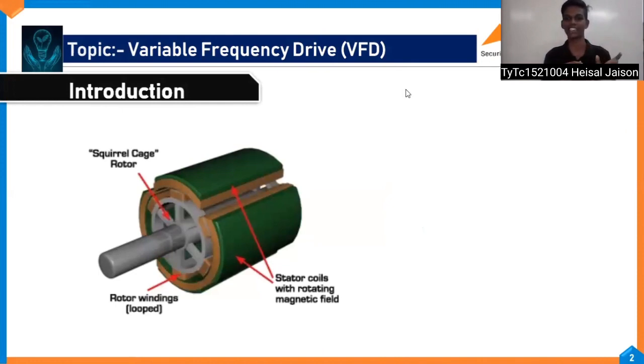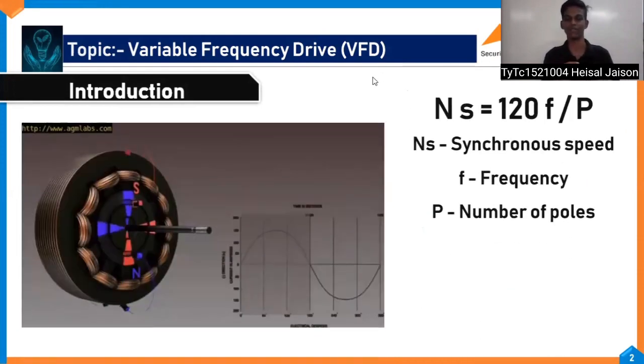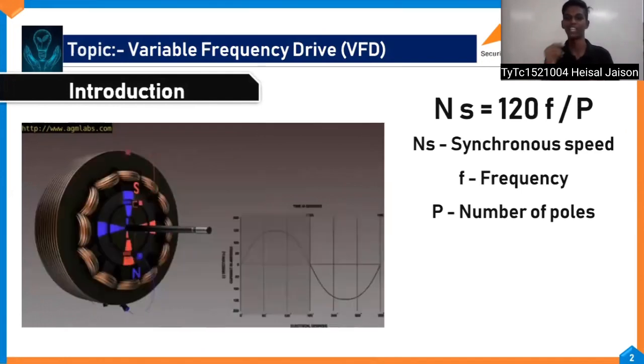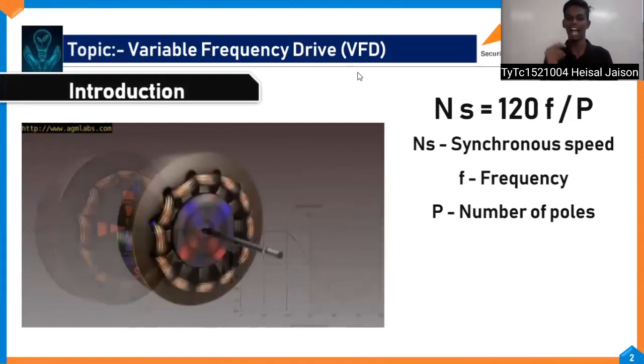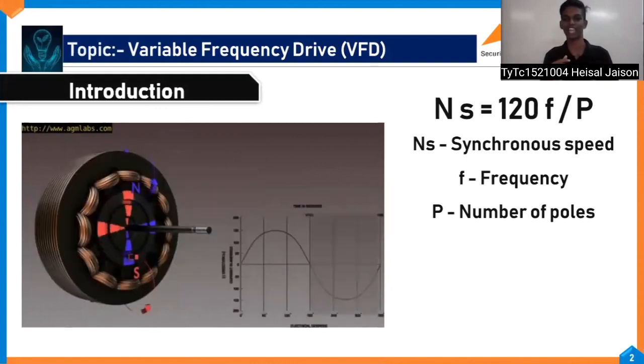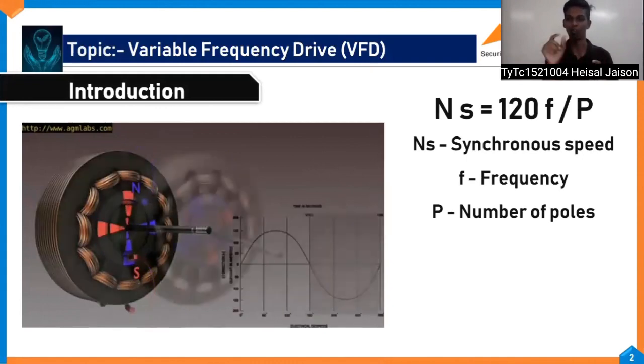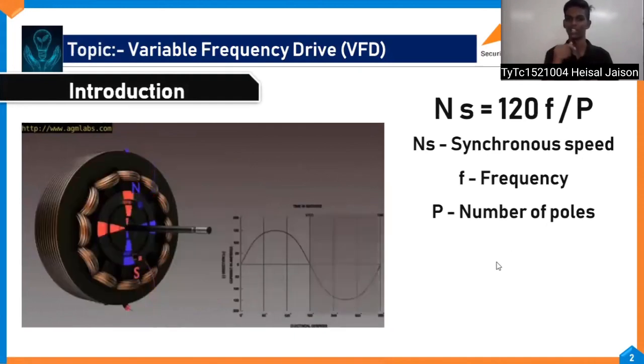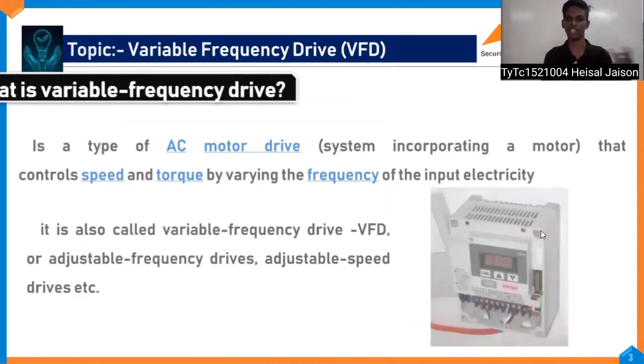It is Ns equal to 120 F by P, which is mentioned on the below side. Ns refers to the synchronous speed, F refers to the frequency, and P refers to the number of poles. As we can see in this equation, Ns is directly proportional to the frequency, and inversely proportional to the number of poles inside the motor. So this method is used in VFDs.